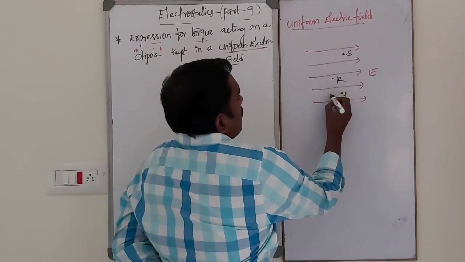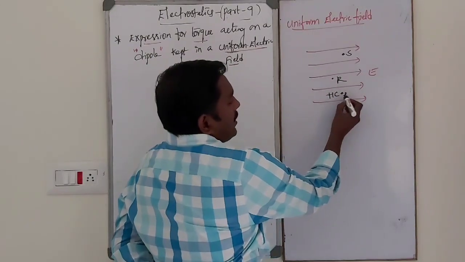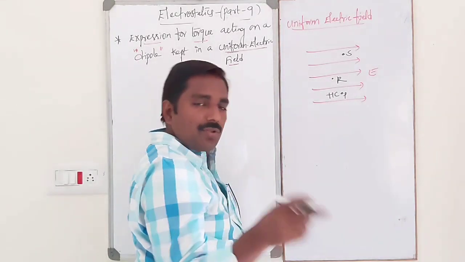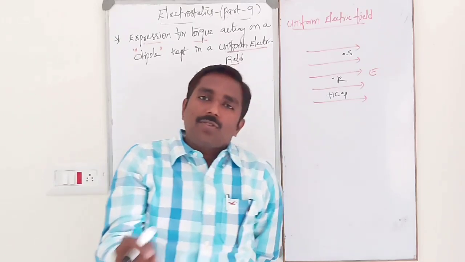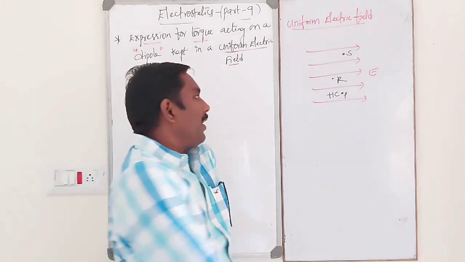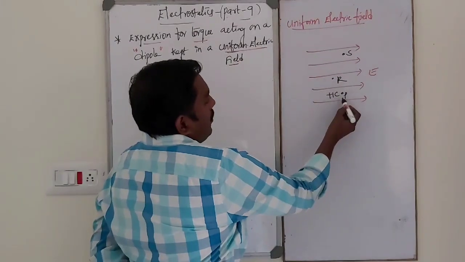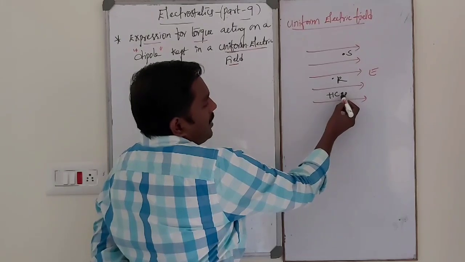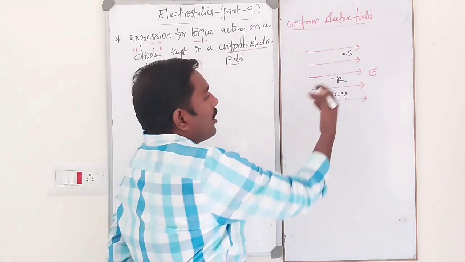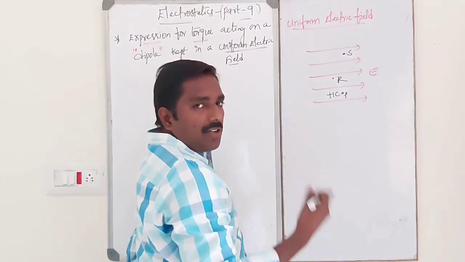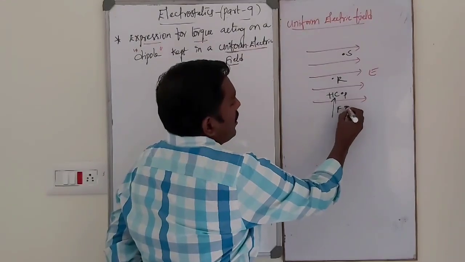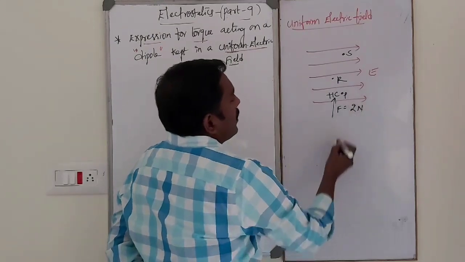Suppose just 1 coulomb of charge is placed at P. Some quantity of force acts on it. Whenever some quantity of positive charge is placed inside the field, some quantity of force will be acting on it. Let us consider 1 coulomb of charge placed at a point P inside the field. According to Coulomb's law, or by the definition of electric field strength, some quantity of force acts on it. That force is F equal to, suppose, 1 newton.